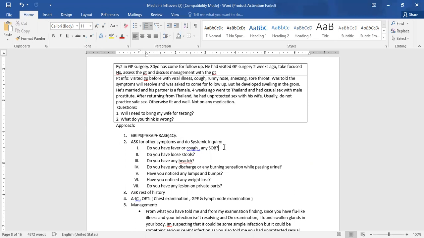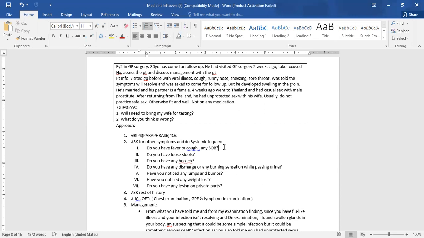And then the patient will say, now I have developed a new symptom, I'm having swelling in my groin. Then this will click in your mind that it might be TB or HIV. Then you have to ask about the systemic symptoms. Do you have fever, cough, shortness of breath? Do you have loose stools? Do you have night sweats? Do you have any headache? Do you have any discharge? Because when the patient has lumps and bumps in his or her body, the two diagnoses that most of the time come to mind are TB and HIV.